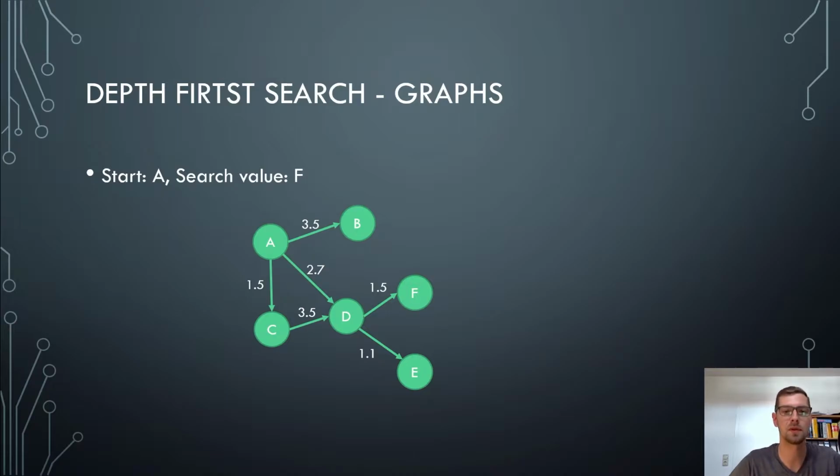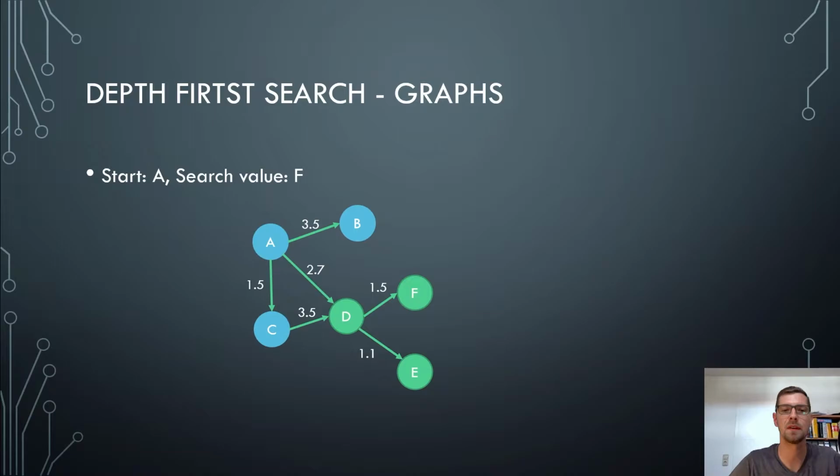So what we do first is we go to A and check, does it have the value that we are looking for? If so, we can return and say yes, it does. Otherwise, we keep searching. So A is not F, so we go to B and we figure out B is not F either. So here we can stop because B doesn't have any children. So we go further to the next child, and that is C.